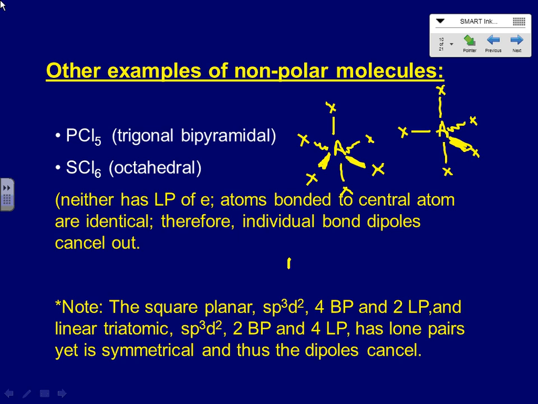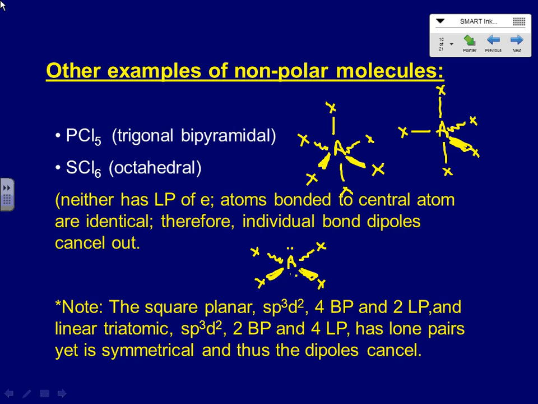But that square planar one, if you have your A, and then you've got 1, 2, 3, and 4, and then you've got lone pair and lone pair. Let's say we put them up and down, X, X, X, X, and they're all the same, then those will also cancel out even though it has lone pairs. That contradicts my little shortcut rule that I teach you in grade 11. And if you extend that even more, put 2 more lone pairs on that, you've got the linear triatomic, it would also cancel out.